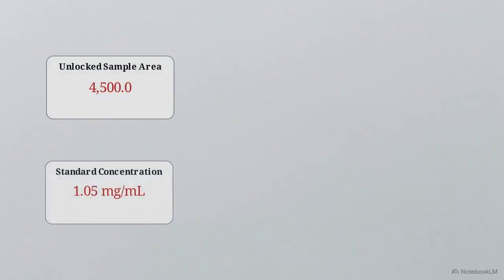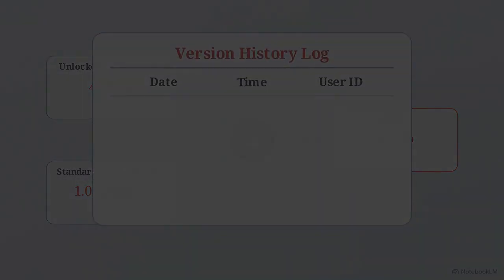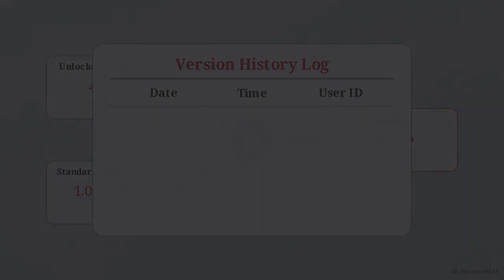This diagram illustrates how validation operates in a real-world QC assay calculation. The automated formula pulls raw data from the unlocked sample area and standard concentration cells, then computes the result inside a locked, verified cell. Beyond locking cells, version control is layered over the entire grid. This maintains an unbroken audit trail, recording exactly who accessed the file and any authorized modifications made to the structure.